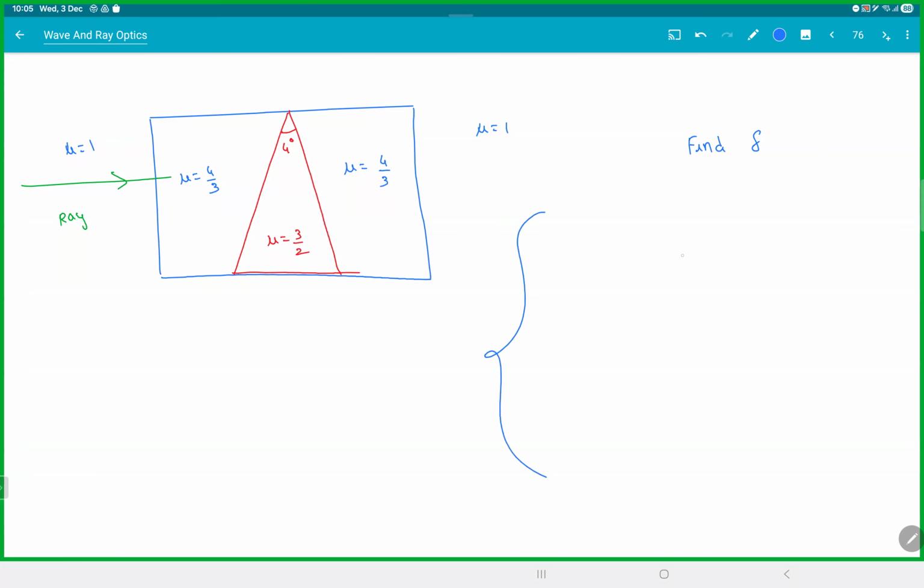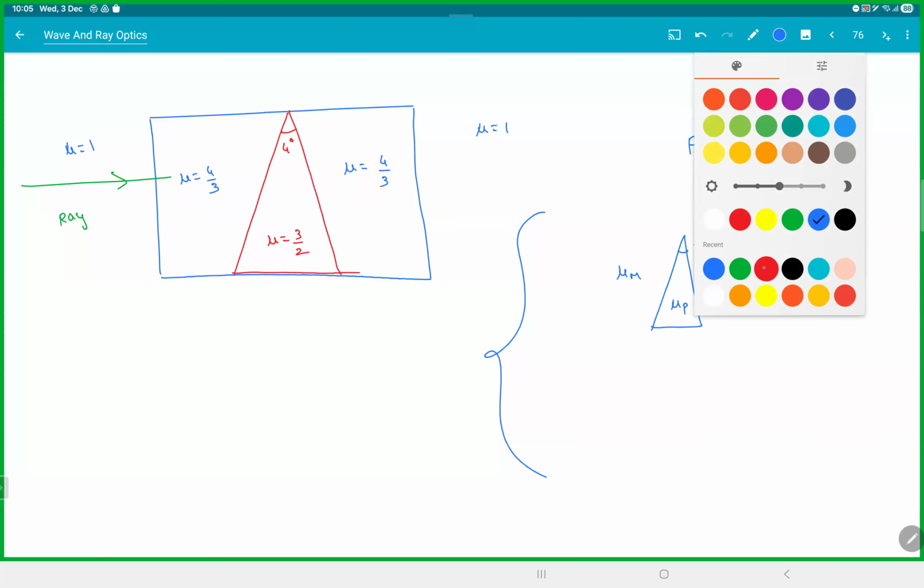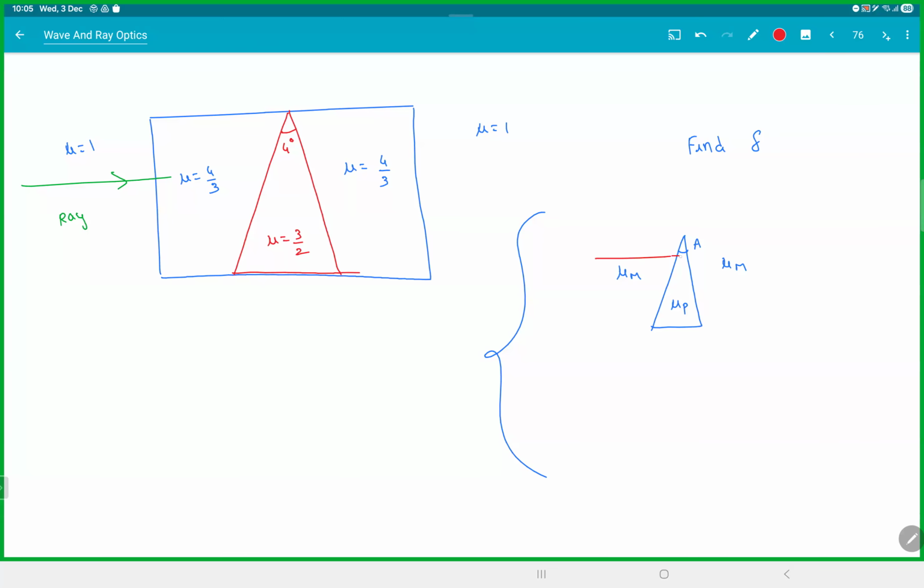Just to show you, suppose you have a thin prism, this is mu prism and the surrounding is mu m on both sides. So if the whole space is surrounded with mu m, for this delta is given by A into (mu prism by mu medium minus 1). This is the formula when the light ray comes from mu m and goes into mu m.